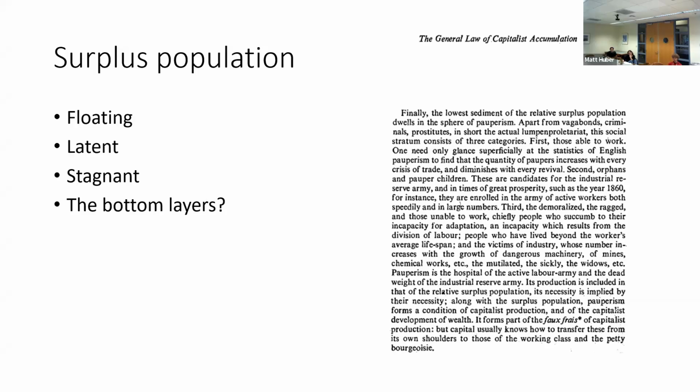This is quite striking. "Pauperism is the hospital of the active labor army and the dead weight of the industrial reserve army." So it's this kind of purgatory between these 2 worlds. "Along with the surplus population, pauperism forms a condition of capitalist production." So insofar as capitalism needs a surplus population, it needs pauperism, right? And that's a brutal thing he's trying to say here, that capitalism needs a certain portion of society that's destitute and miserable, and therefore forms a basis through which the labor market and accumulation can work.